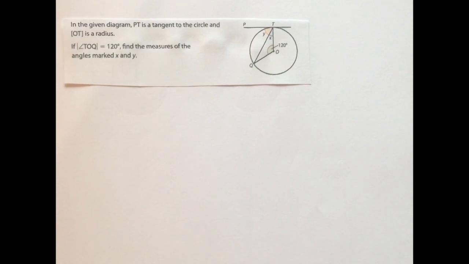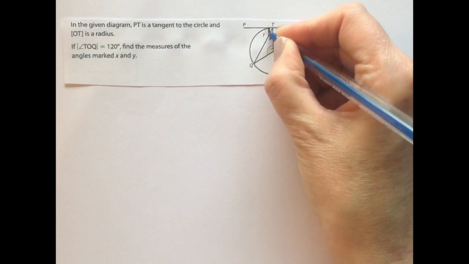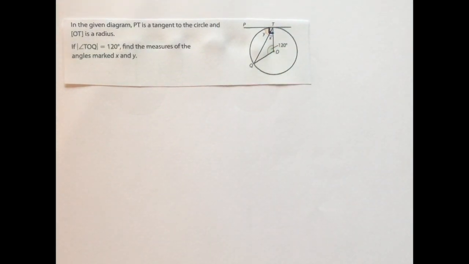Okay, let's take a look at this question. So here we have a tangent. So immediately what should be coming to your mind is the theorem that is connected with a tangent to a circle. And the theorem states that a tangent meets a radius at 90 degrees. And that means that x add y is going to be 90 degrees. Okay, straight away we have that theorem at play.